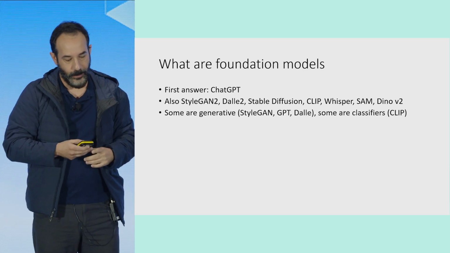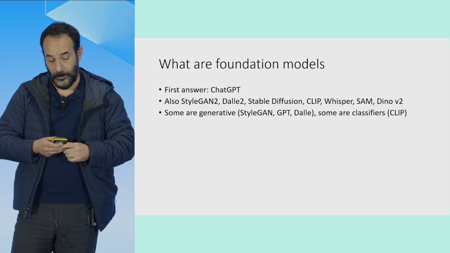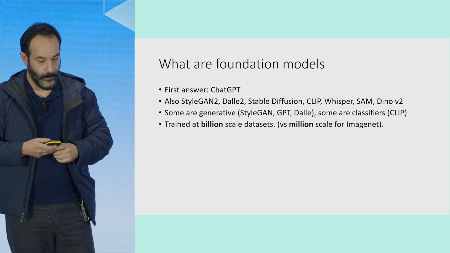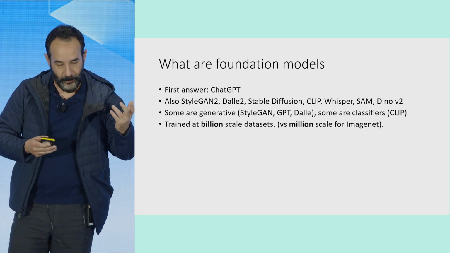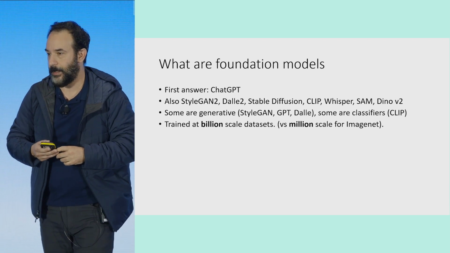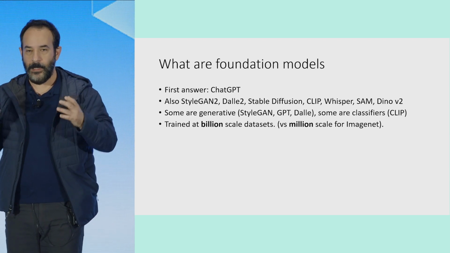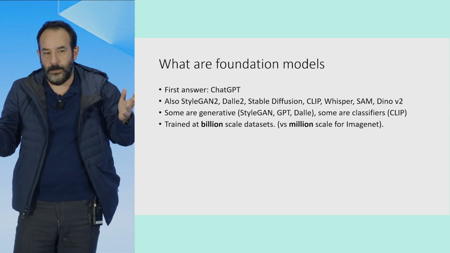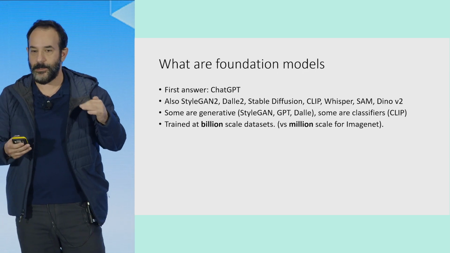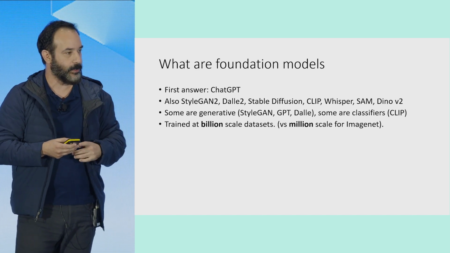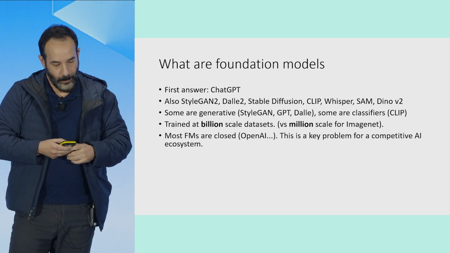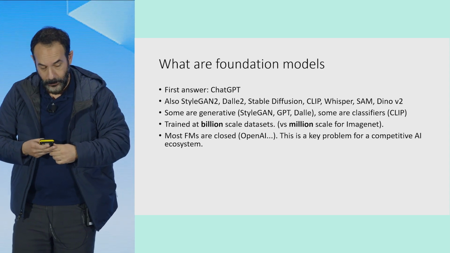So some foundation models are generative and some are not. Some are classifiers like CLIP. And all the foundation models are trained at a different scale, at billion scale compared to previous state-of-the-art, which was million. And both millions and billions sound to me like big numbers, basically. But there is a phase transition that seems to be happening when we get to a new scale that enables these magical new capabilities. And most foundation models are closed.